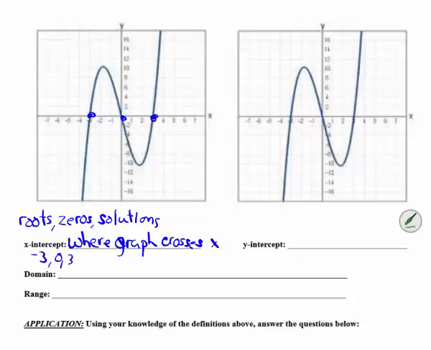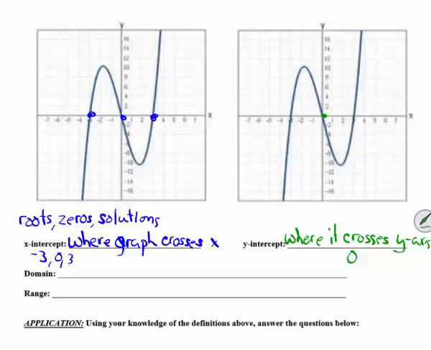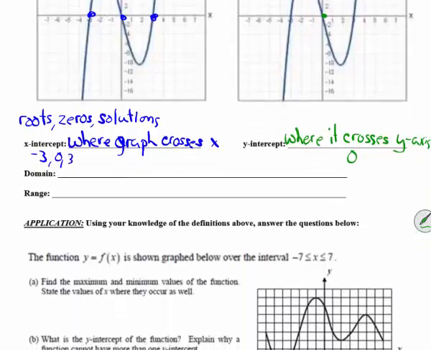Y-intercepts is where it crosses the y-axis. Those don't have any extra special names though. So here, it only crosses the y-axis once at 0. All right, domain and range are some other things that we need to talk about. Domain are all of your x values. Range is all of your y values.